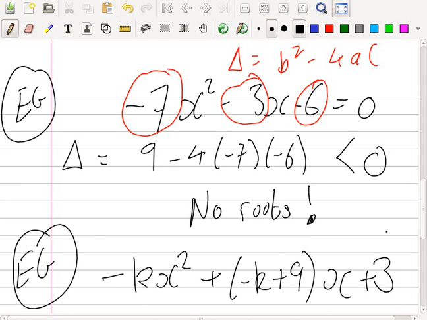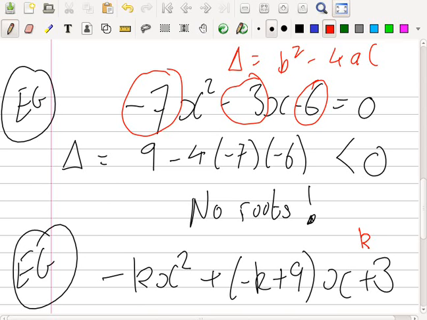Now, you might say for this one, you can't actually say how many roots it has because you don't know what the a, b, and c are, right? Like, what's the a here? Minus k. And the b? Minus k plus 9. And the c? 3. The only one you actually know is the c, that it's 3. Well, you do know something else about the k, I suppose. What else do you know about the k?